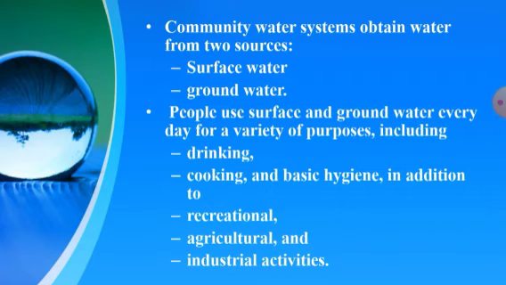Community water systems obtain water from two sources, that is surface water and groundwater. People use surface and groundwater every day for a variety of purposes, including drinking, cooking, and basic hygiene, in addition to recreational, agricultural, and industrial activities.